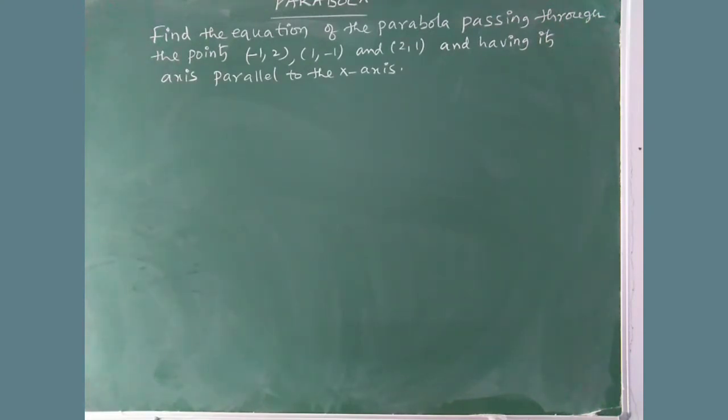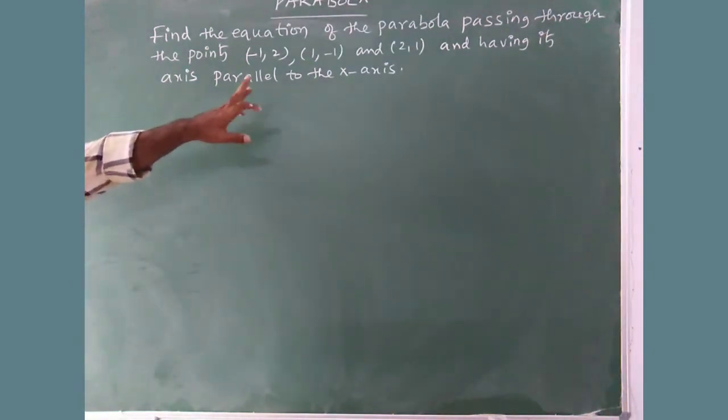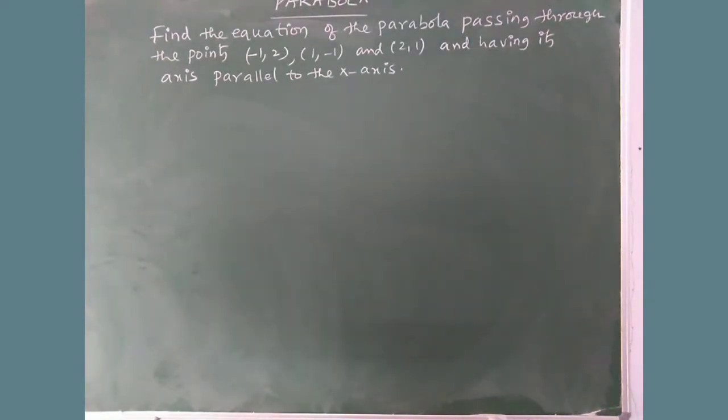So look at this question now. Find the equation of the parabola passing through the points (-1, 2), (1, -1) and (2, 1), and having its axis parallel to the x-axis. Parallel to the x-axis. And do you know what is the equation of the parabola whose axis is parallel to the x-axis?